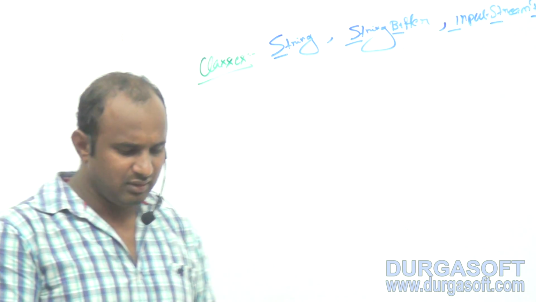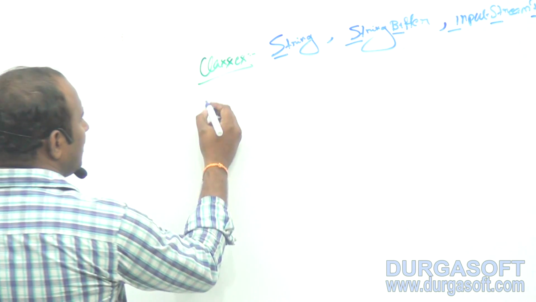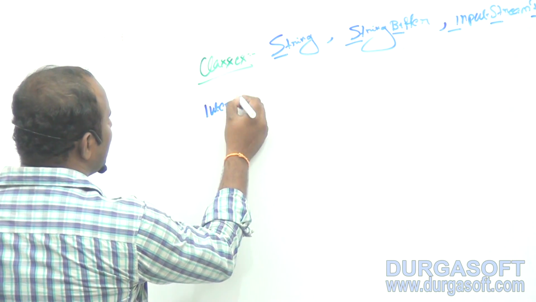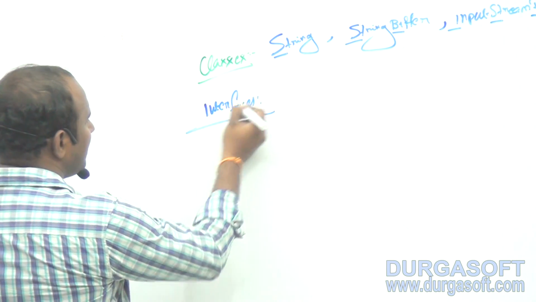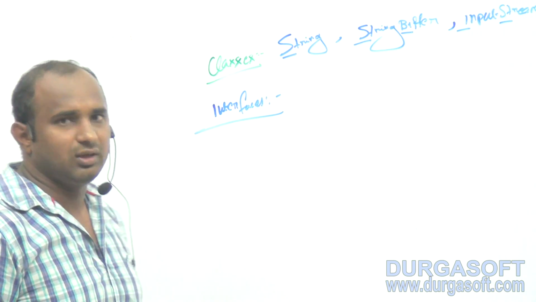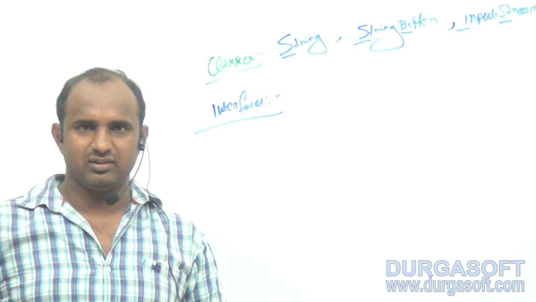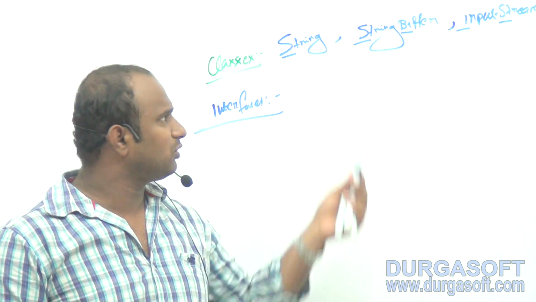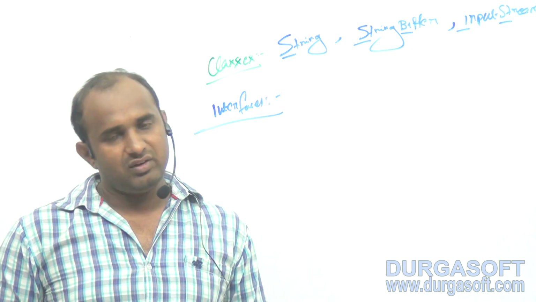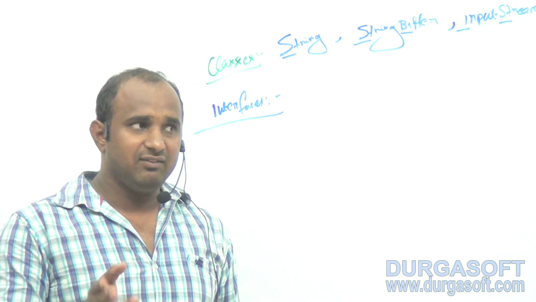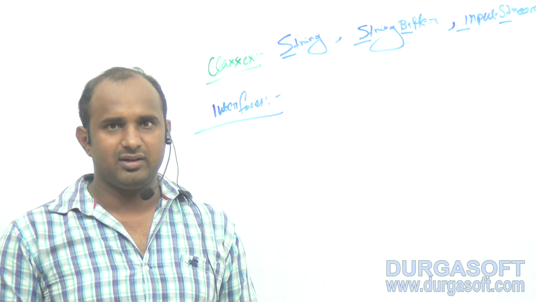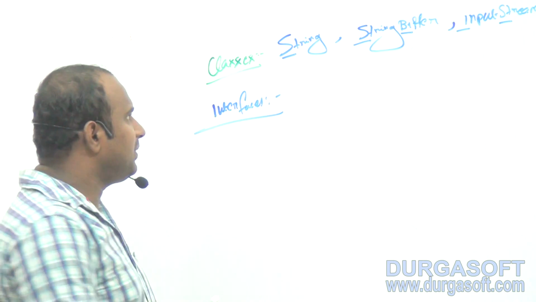It's not a great one. The next one is interfaces. Java contains interfaces. What about the coding conventions for the interface? Class and interface have the same coding conventions. An interface also starts with a capital letter and every inner word also starts with a capital letter. Both are the same.